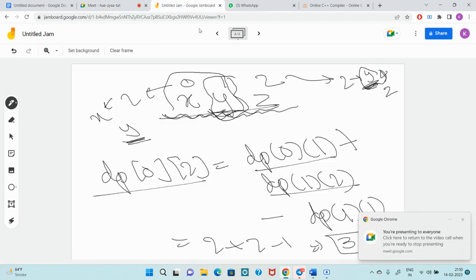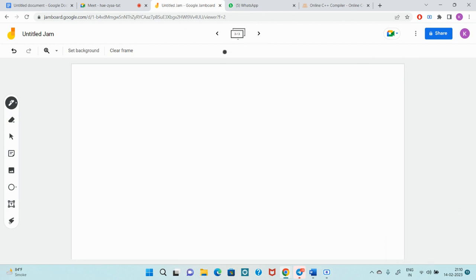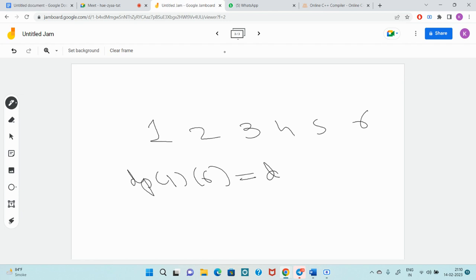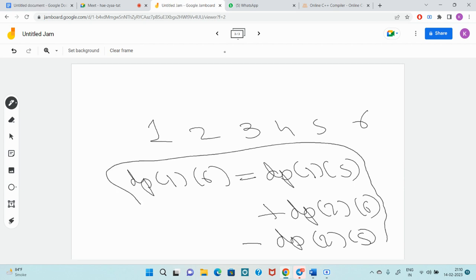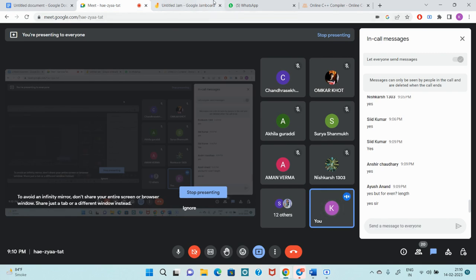So Ayush says, but for even length, I did not understand. What are you trying to say? Okay, then let me see. Let's say we have an even length, one, two, three, four, five, six. So the answer will be dp of 1 6 equal to dp of 1 5 plus dp of 2 6 minus dp of 2 5. Guys, Ayush, there is no problem. Always try to find the dp i j answer using the smaller dp i j values. Clear?